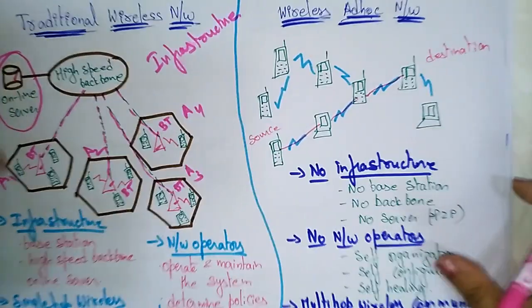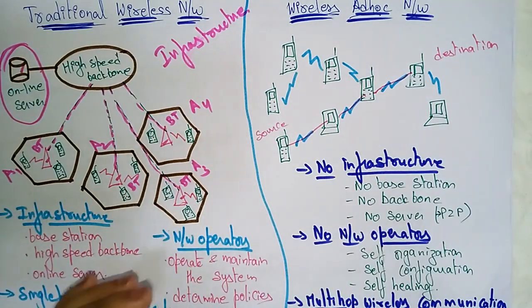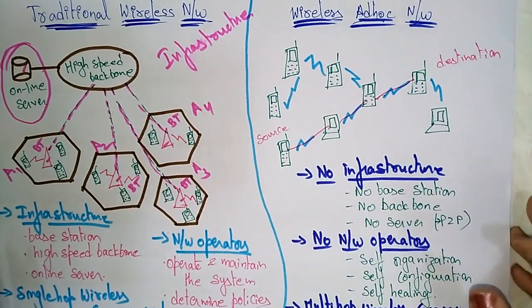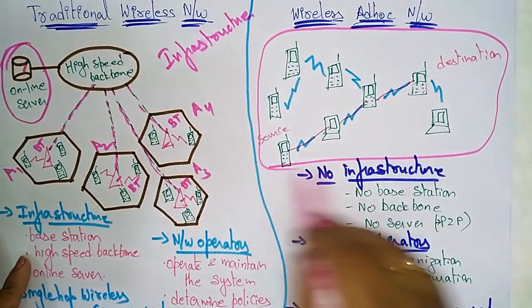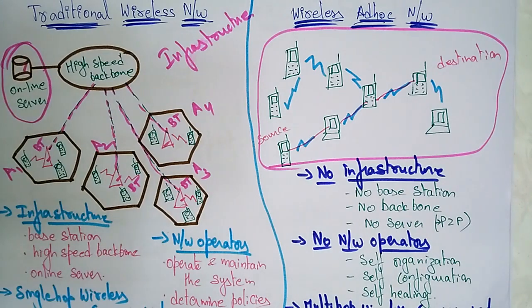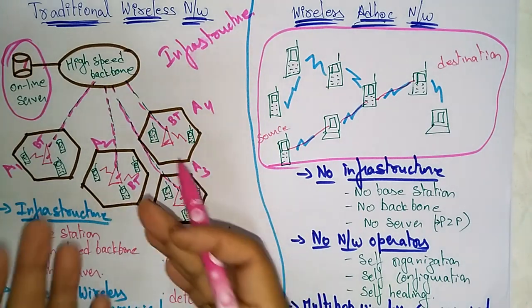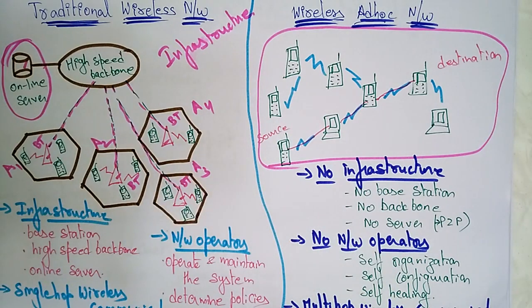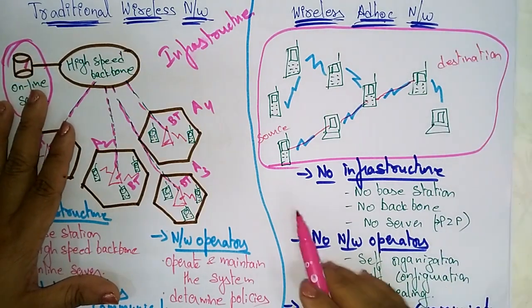Now let's see the wireless ad hoc networks. This was the traditional wireless network, and now the wireless ad hoc networks. In this diagram, what do you observe? There is no infrastructure. You are not seeing the online server. You are not seeing the high-speed backbone. You are not seeing the base stations either. So wireless ad hoc networks are infrastructure-less.